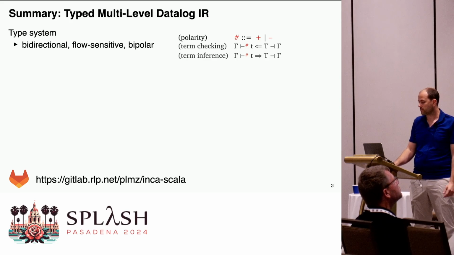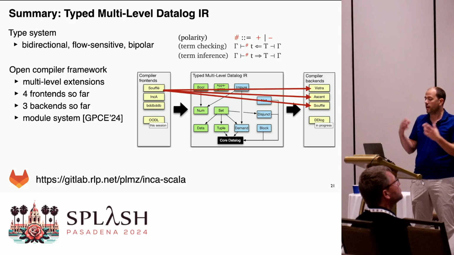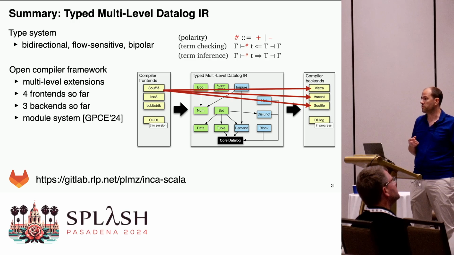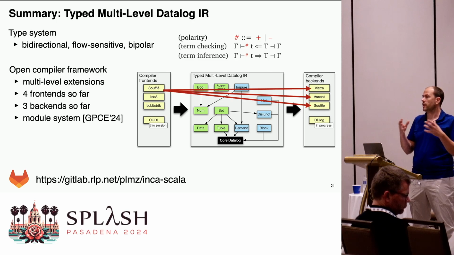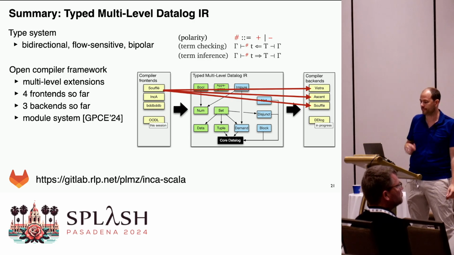We've implemented this in an open compiler framework in Scala, and we have implemented 4 front ends for that framework so far, 3 backends, and a module system that we presented at Gypsy here at Splash as well. And now the next goal for us is to look at IR optimizations that can apply and be useful across all these different backends. Thank you very much.